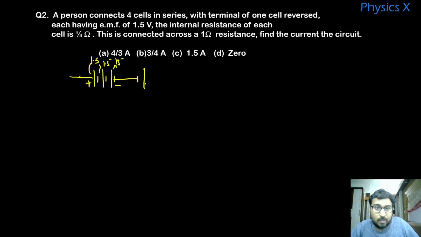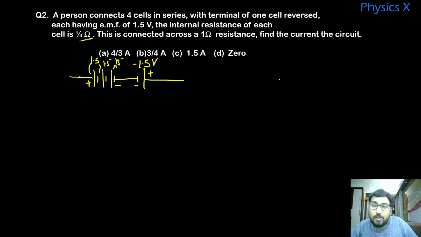So these terminals are reversed for one, right? This is plus, this is minus, this is plus. So this will be what? Now, since the one terminal of one cell is reversed, this will be minus 1.5 volts, right? So what is now happening? The internal resistance of each of the cells is 1 by 4 ohm.